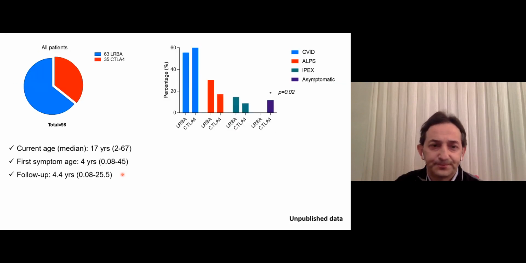treatment modalities. So we now move to expand our cohort, and we now have 63 LRBA deficient patients, and we started looking at those to understand the course of disease, and also what kind of treatment they benefit from. As you can see here, the median current age of those patients is 17 years. We followed them. The median follow-up was 4 years, and most of the patients came with a CVID phenotype, and also some with ALPS and IPEX.